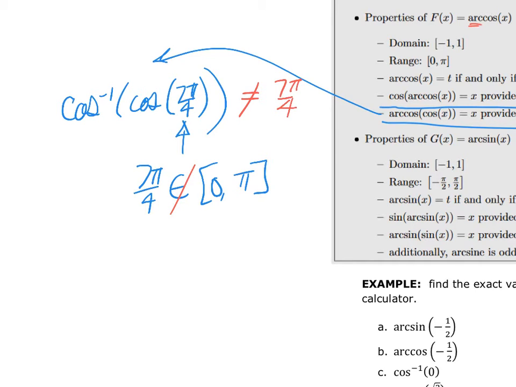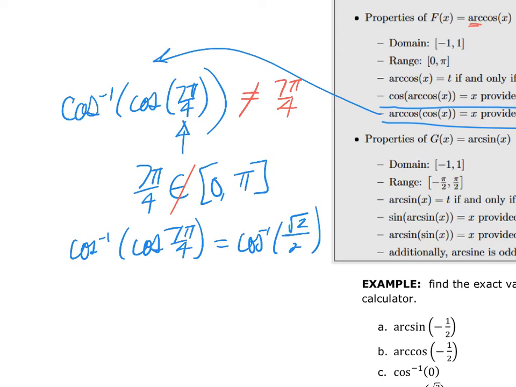It does not equal that. So what you have to do is an intermediate step. The intermediate step is this: cosine inverse of the cosine of 7 pi over 4. So what is the cosine of 7 pi over 4 on your unit circle? This is equal to the square root of 2 over 2, right?